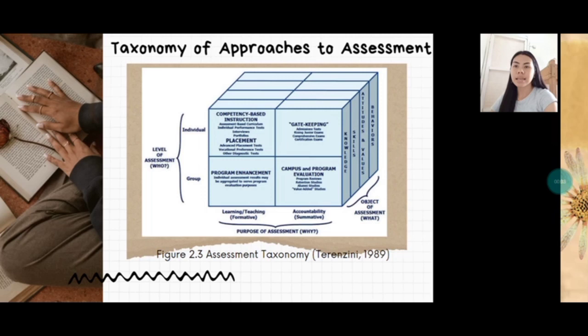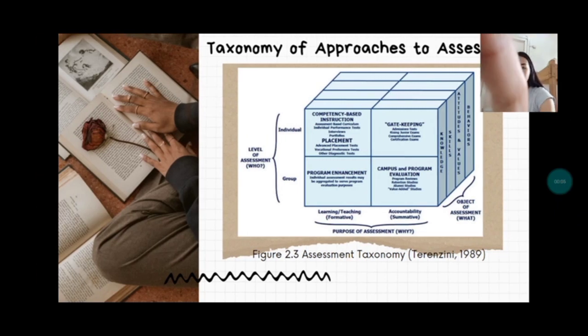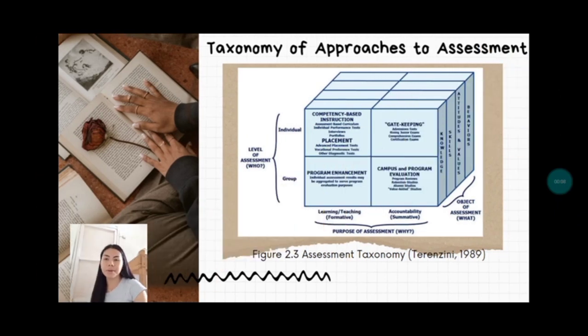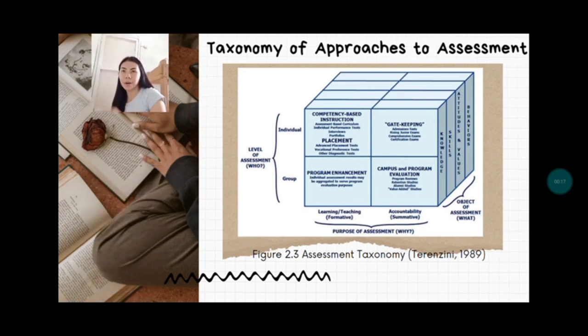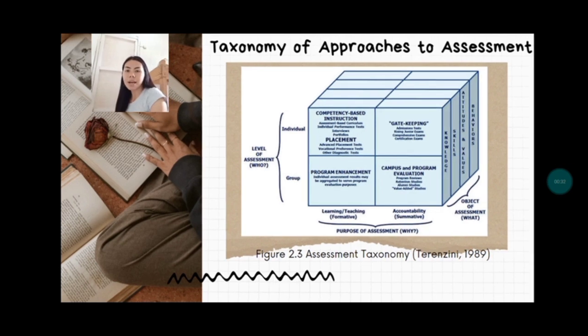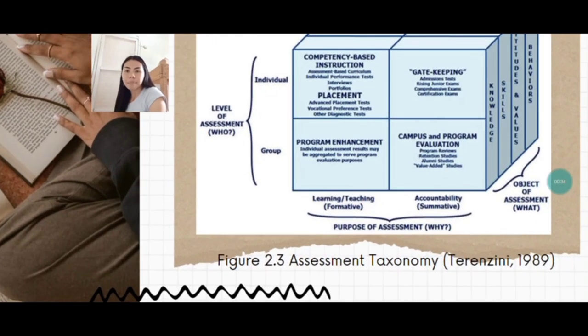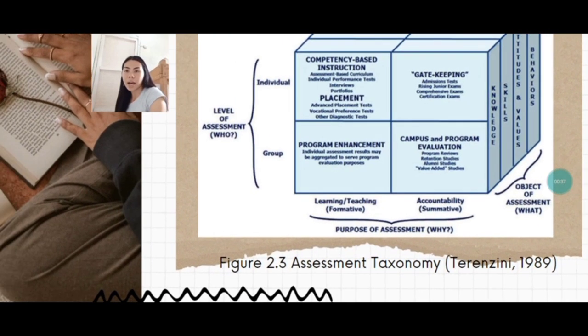Next is Figure 2.3, which is the taxonomy of approaches to assessment. This is according to Terenzini, 1989. When we say taxonomy, it provides a basis for developing sub-goals and assessment methodology to meet the goals, and it is important to note that learning outcomes are goals, not the activities performed to achieve those goals. And we have here the questions like what, why, who.